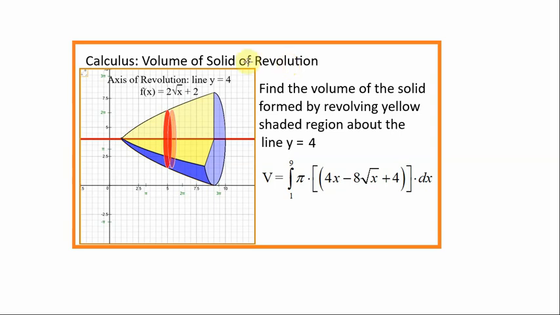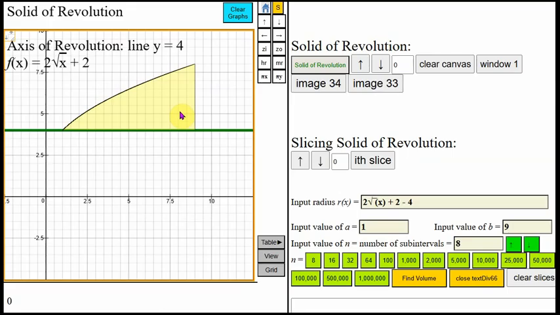This video is about solid of revolution. Here I have this yellow region, and I'm going to revolve it about the line y equal to 4, and we want to find the volume of the solid of revolution. This is the yellow region that we want to rotate, so the function here is 2 times the square root of x plus 2, and we're going to rotate this yellow region about the line y equal to 4.